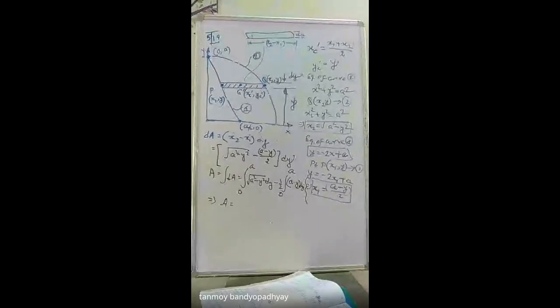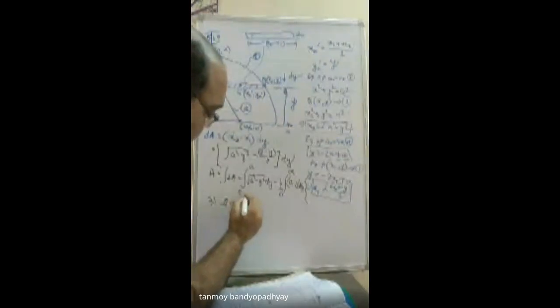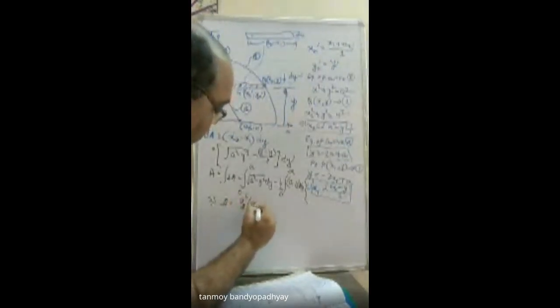Gaurav? a square by 4 into pi minus 1. So it is a square by 4 into pi minus 1. So this is the first part.